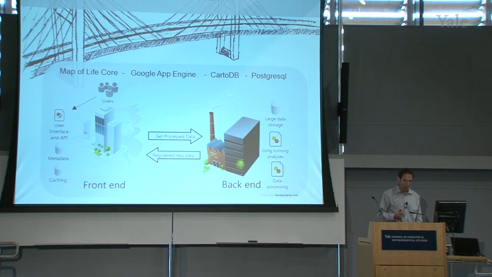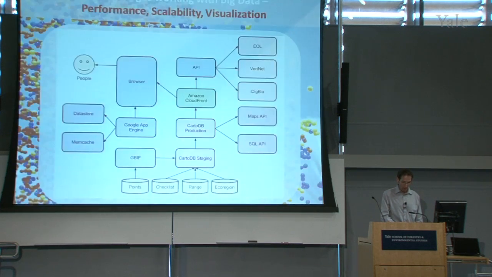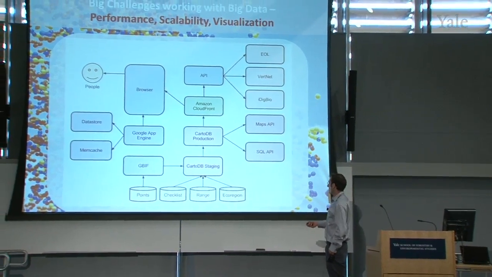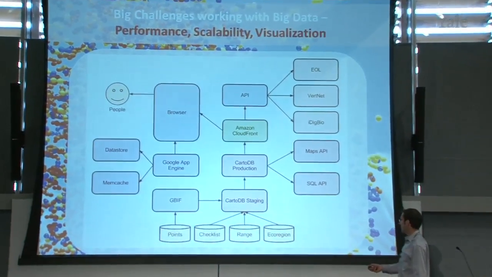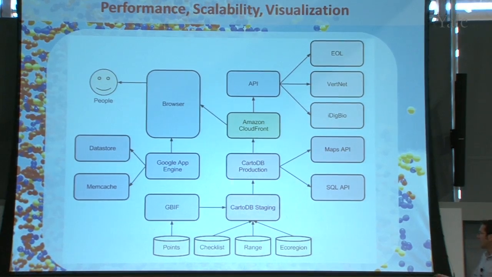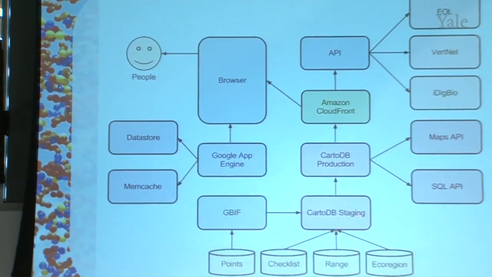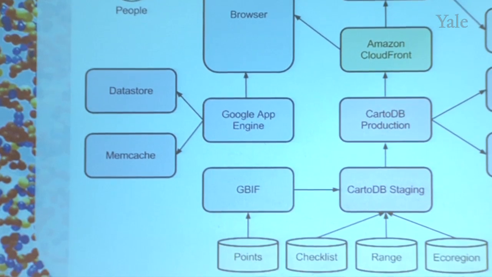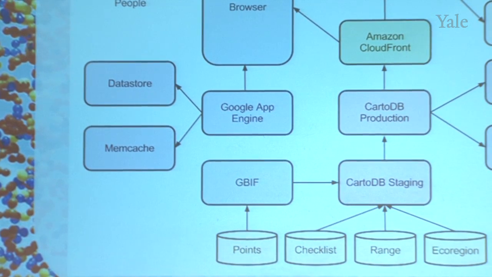And effectively, that is in a short summary how it works, and a little bit of a more exploded or expanded view of how this works. You have these checklist and range and ecoregion data sets and points coming in to the staging area. The points come through GBIF and then get pulled in. These get put into a production site that allows access via an API.